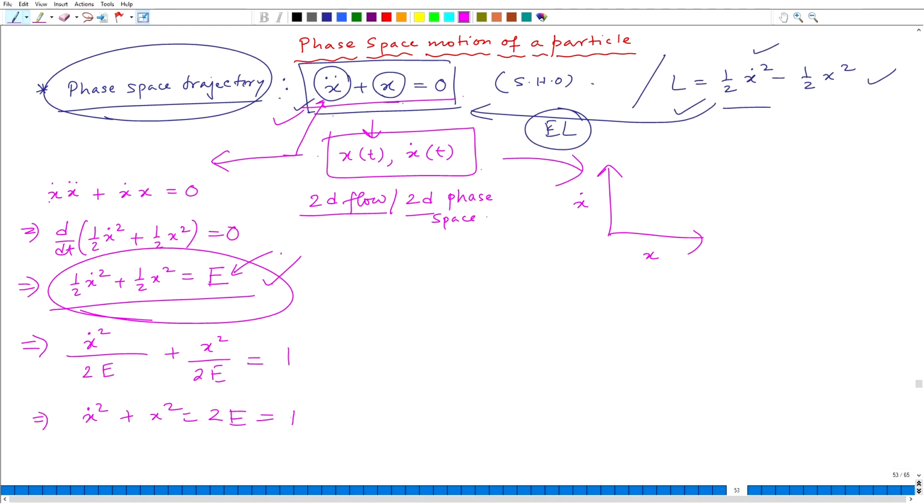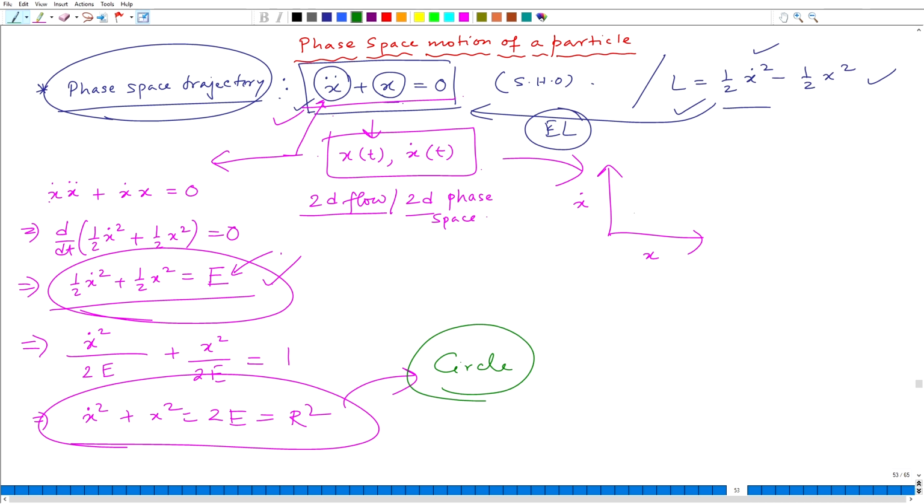So, I can write this as r square. This is nothing but the equation of a beautiful circle. In this phase space it will simply look like this, with the origin at the center. Now, if instead I had half m x dot square plus half k x square equal to e, here I have made everything 1. That is why I have a circle.